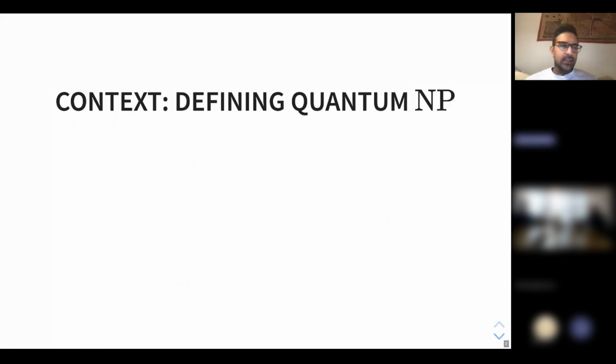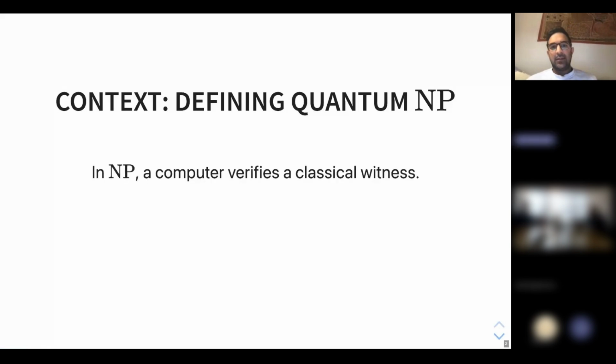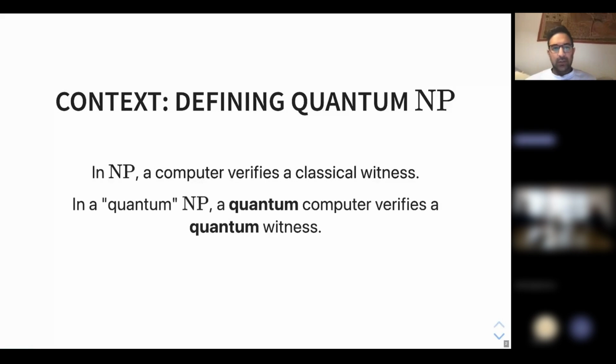So the context here is defining a version of quantum NP that makes sense. In NP, a computer is verifying a classical witness. It's saying, okay, I want to check the answer to a problem. If I'm given the right answer, I can make sure the answer is yes. For example, do I have a satisfying assignment to some CSP? Well, if you give it to me, I can check it. And so in quantum NP, we're going to have a quantum computer verify a quantum witness.